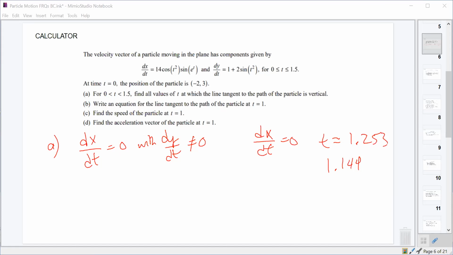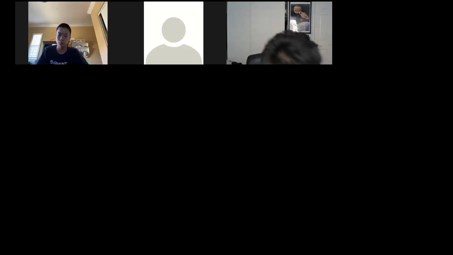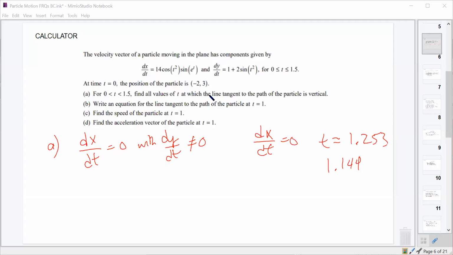Yeah, so recommendation for you. You guys, did I share? No, I didn't share this. So you can definitely see that there's definitely two of them, right? My recommendation is if they give you a specific interval, like 0 to 1.5, change your x values to 0 to 1.5 so that it spaces it out more.